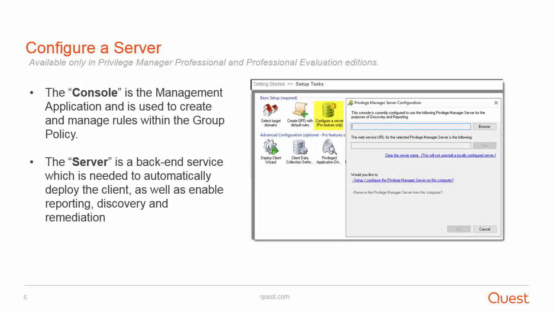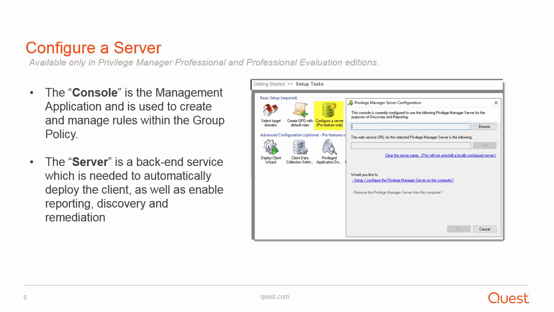The last option under the basic settings is Configure a Server. This may be a bit confusing as you have already installed the Privilege Manager console. The console is the management application and is used to create and manage rules within the group policy. When you launch the application to edit GPOs, you are using the console.